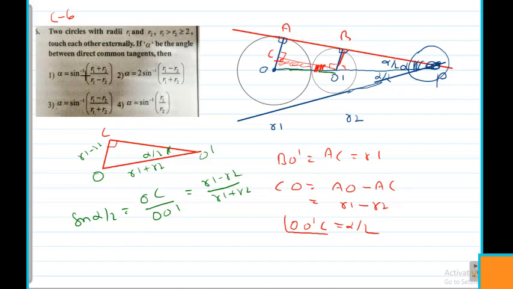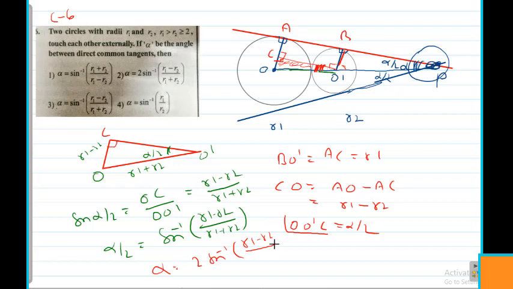But all are given in alpha. So what can I say? Alpha by 2, with some conditions, I can say is sin inverse of R1 minus R2 by R1 plus R2. But what I want is alpha. Alpha equal to 2 times sin inverse of R1 minus R2 by R1 plus R2. What's the option? R1 minus R2. Okay, the second option is correct.